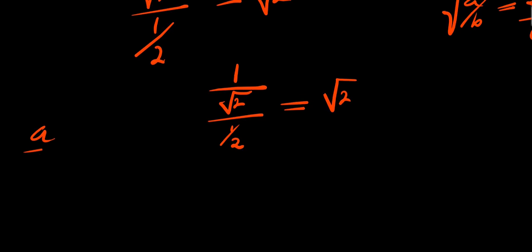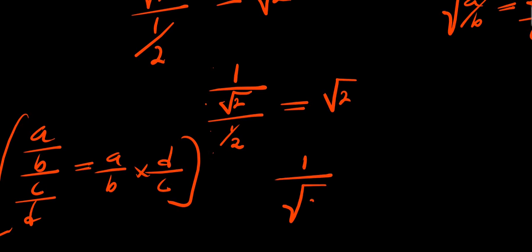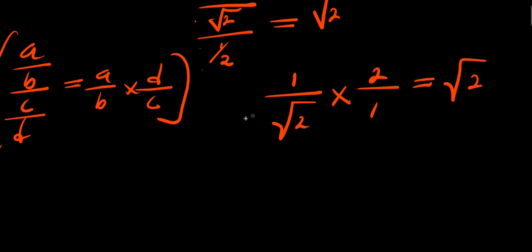If you have a divided by b, divided by c divided by d, this equals a divided by b times d divided by c. So this is our a, b, c, d. That means you are going to have 1 divided by root 2 times 2 divided by 1 equals root 2. So we have 2 times 1. This is 2 divided by root 2 times 1. We have root 2. Is this the same thing as root 2?